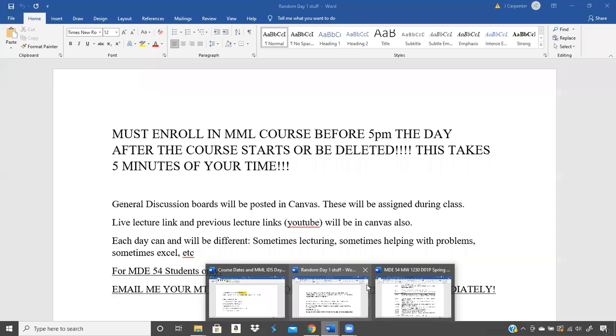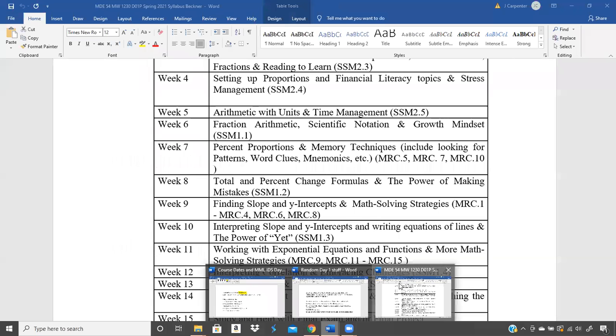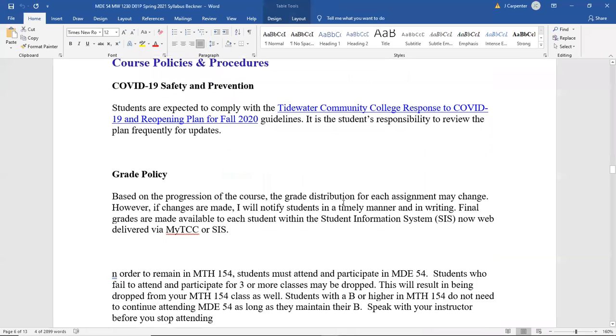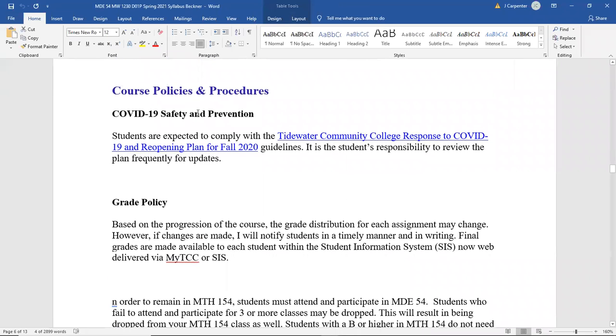Back to the syllabus, and we'll come back to MyMathLab a little more later. COVID-19 policy, pretty normal. If this is your first semester, just make sure you read the reopening plan. It's the same for spring 2021. I don't think anything has changed at all. That syllabus should have a hyperlink to it. So you can see there when I hover over it, you can hit Control and click it to follow the link.